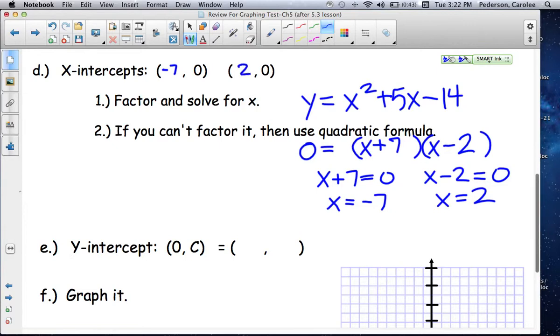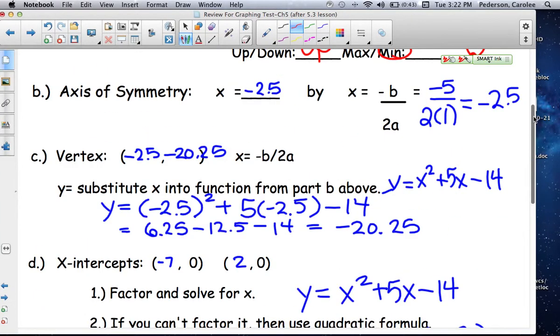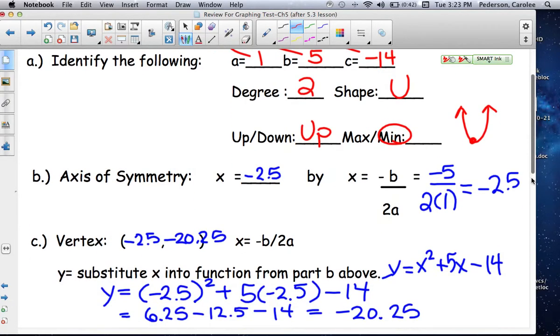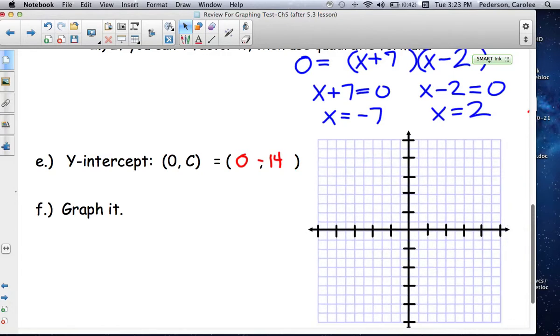The last thing before graphing is to find the y-intercept. Remember, the y-intercept is the c of the equation. So if we go up to the original equation, remember the c? We identified it as negative 14. So our y-intercept is negative 14. So at 0, negative 14. Now we're set to put all the pieces onto our graph.